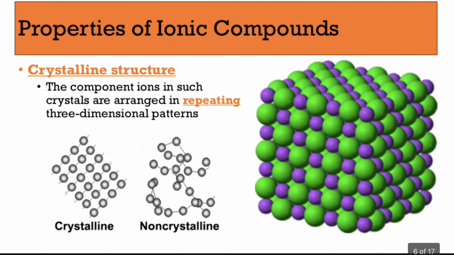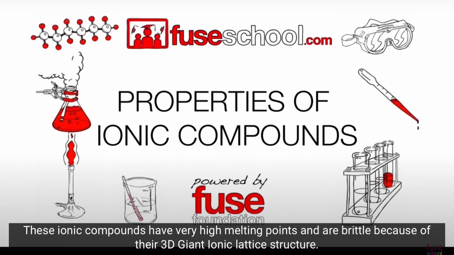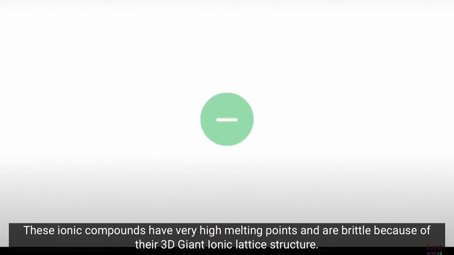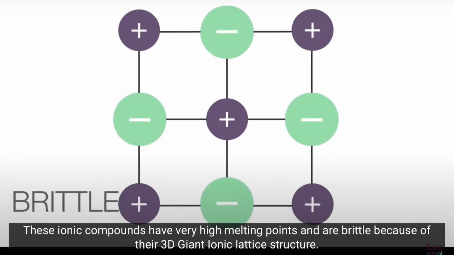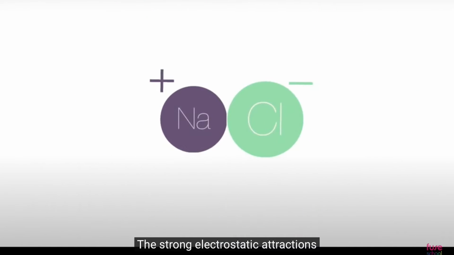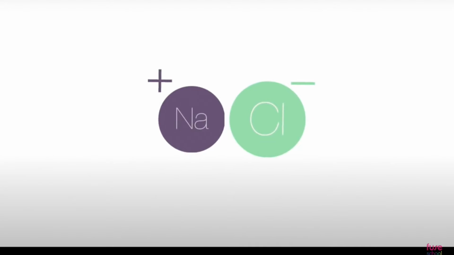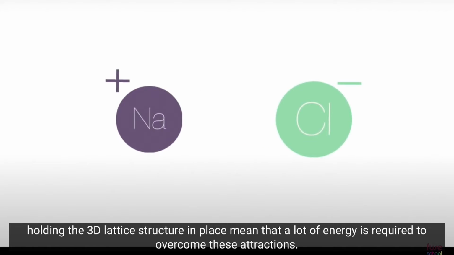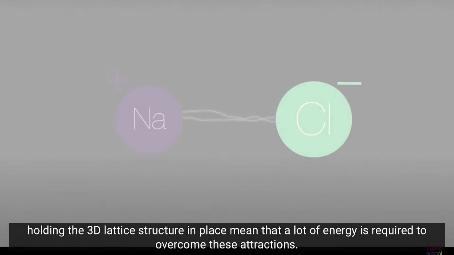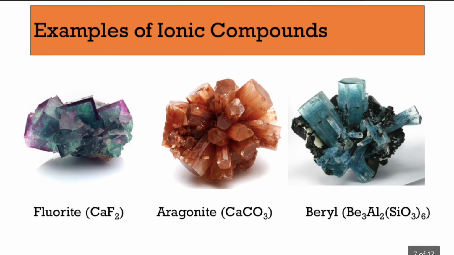Alright, properties of ionic compounds. Ionic compounds form crystalline structures. These ionic compounds have very high melting points and are brittle because of their 3D giant ionic lattice structure. The strong electrostatic attractions holding the 3D lattice structure in place mean that a lot of energy is required to overcome these attractions.